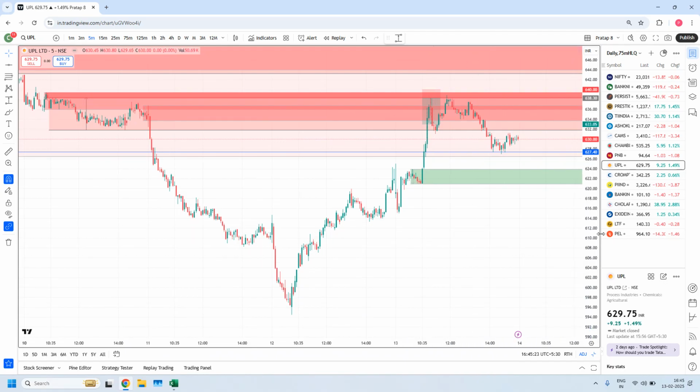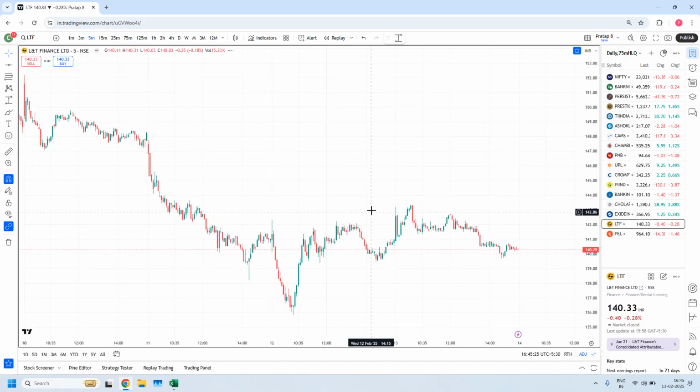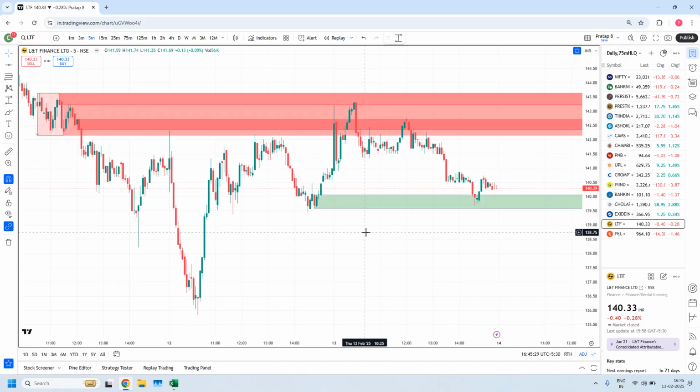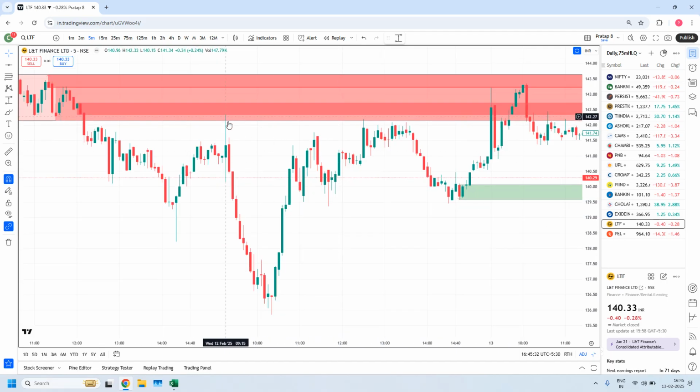That is LTF, L&T Finance. This is a 75-minute high liquidity zone. Actually, we have seen this. We got a trade yesterday from this fine-tuned zone.